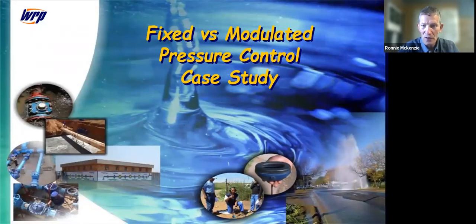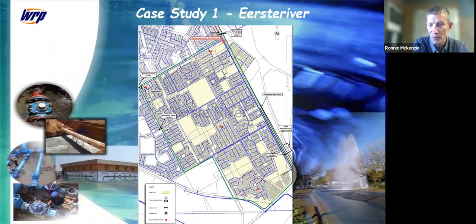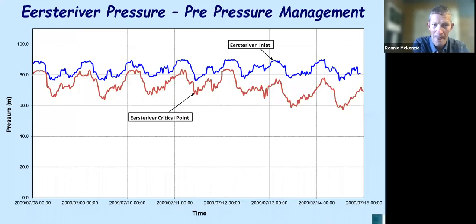I'll finish off with a couple of case studies, interesting case studies I'd like to just touch on. The first one is to decide, would you put in a controller in this case? Here's a case study. We're going to put in pressure control, but would you add a controller? Okay, so the first study that we look at is an area called Eersterrivier, which is one that we worked on down in the Cape.